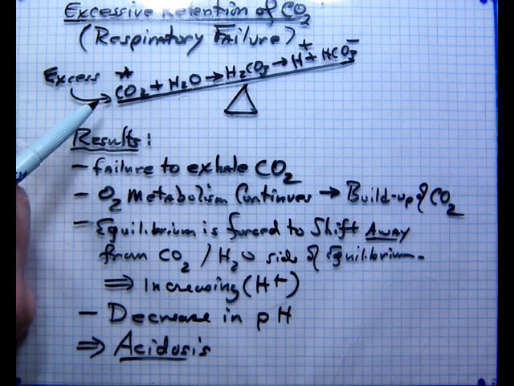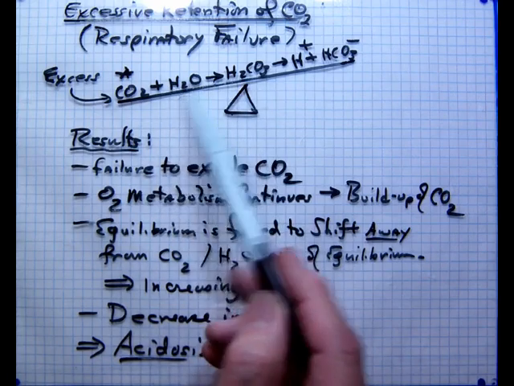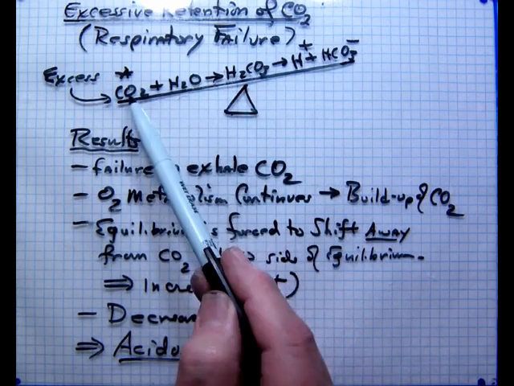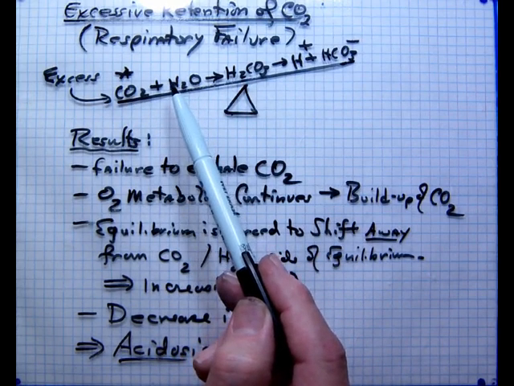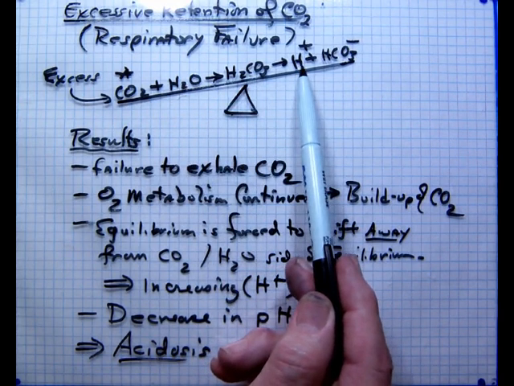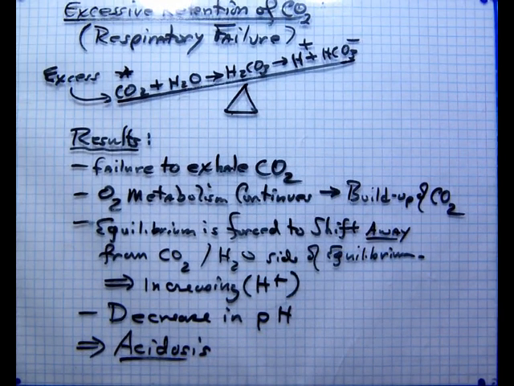So we've got to get rid of this stuff somehow. Well, the lungs aren't working, so what do we have to do? Well, the little help you're going to get is going to result from the shifting of the equilibrium. The excess CO2 is going to react with what water you have, and it's going to form some carbonic acid, and it's going to break down very quickly into increasing the hydronium ion and bicarbonate.